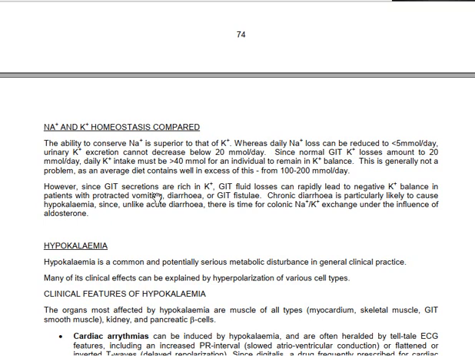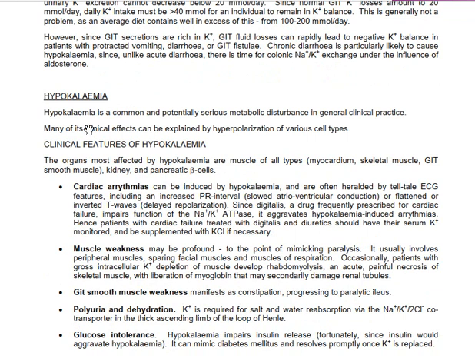Now, however, since the GIT secretion is rich in potassium, GIT fluid losses can rapidly lead to a negative potassium balance in a patient. So every time you have a patient with vomiting, because potassium is highly secreted in the GIT compared to the other parts. The urine does not even secrete potassium, just like the GIT. So the GIT likes secreting potassium. So when you have vomiting, diarrhea, or a GI fistula, just know that potassium is going to be excreted as a major product from the GIT. Then the next one that is going to be excreted is sodium, depending on the different product. Now, hypokalemia. Now let's visualize hypokalemia.